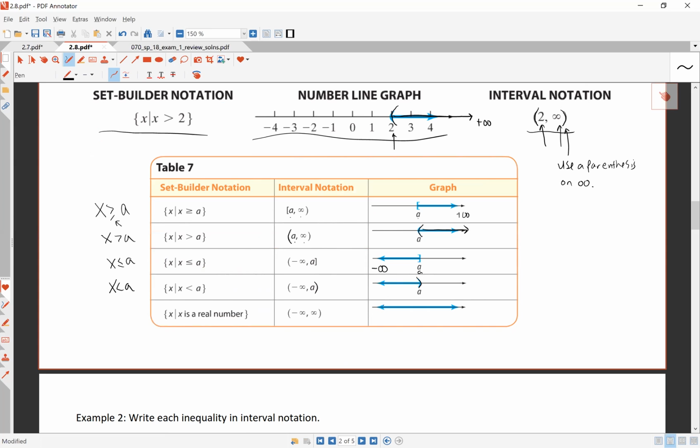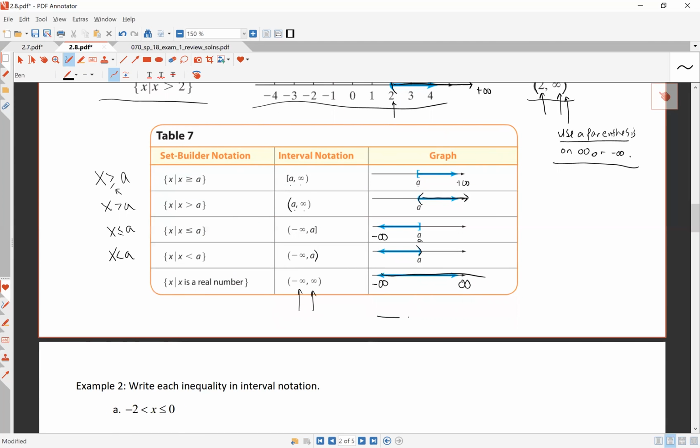And if you have the entire real number line, then we go from negative infinity to positive infinity. Left is negative infinity and right is positive infinity. And one last time, always use a parenthesis on infinity or negative infinity. They're not real numbers, so we can't include them.